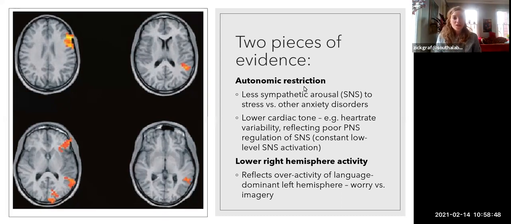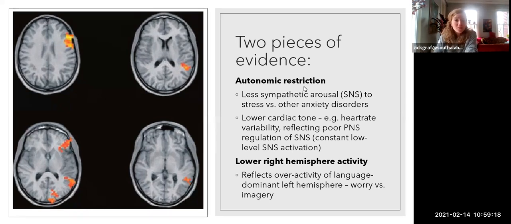People with GAD also show evidence that their parasympathetic nervous system isn't flexible and sensitive to changes in their sympathetic nervous system. It's not good at regulating the sympathetic nervous system, which allows constant low-level sympathetic activation. The parasympathetic nervous system isn't taking over and calming it down. But importantly, people with GAD have chronic low-level sympathetic arousal, but they don't have the intense peaks of fear that people with other anxiety disorders feel.